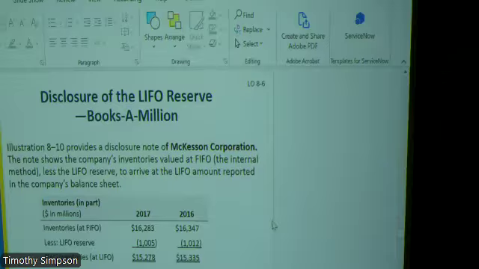So we're going to debit LIFO reserve. Remember, this is a credit balance account. We're going to debit it because we're cutting into that LIFO reserve. Why? Because we're selling more inventory than what we actually purchased. And remember, what is the assumption of LIFO? That we're selling the newest stuff first, the newest goods first, and we're selling the oldest goods last.